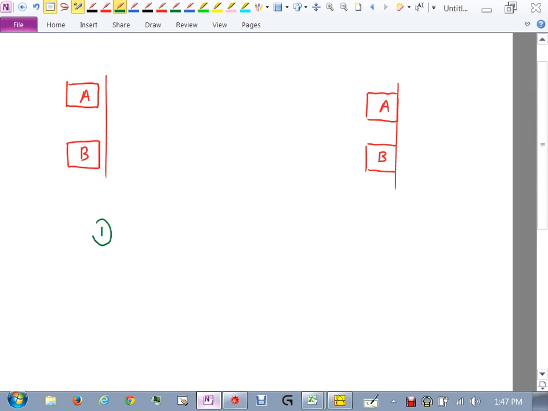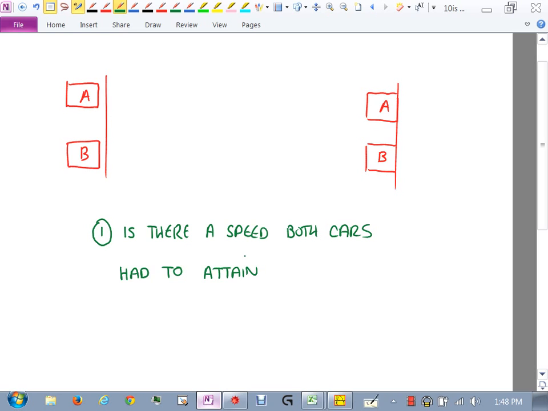First question is: is there a speed both cars had to attain? Any speed. But listen, the question is saying, is there some speed that both cars had to attain? And not talking about the ends, okay? Forget the ends.